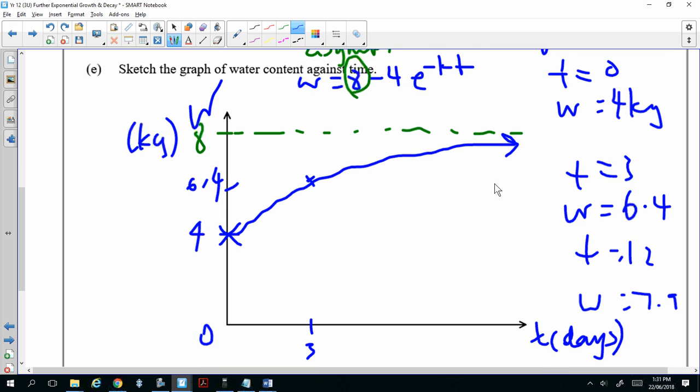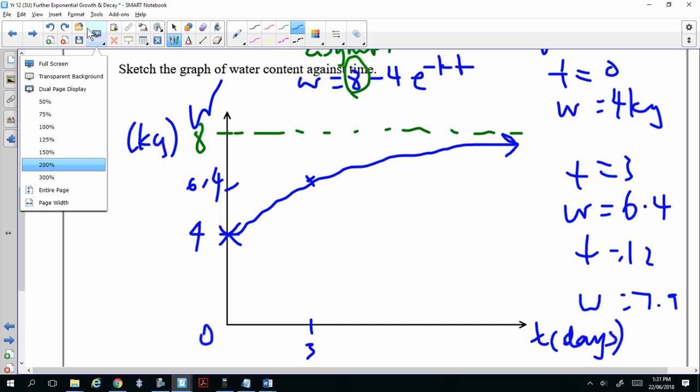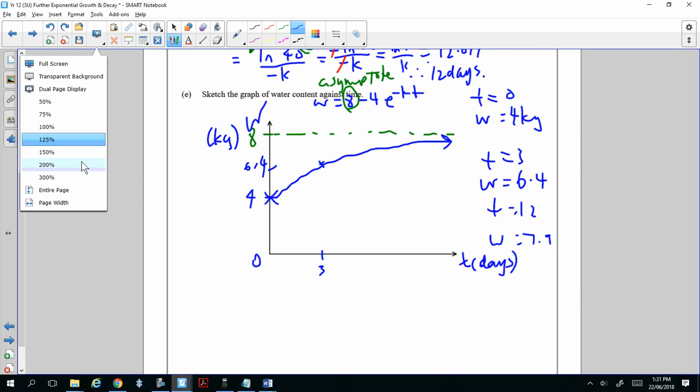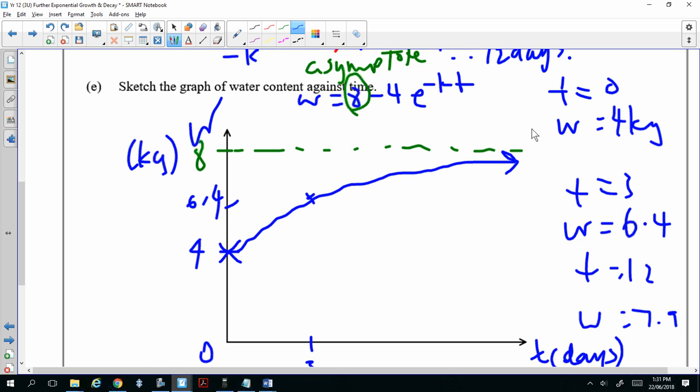And of course, you can show more information, such as after 12 days, it's about 7.9 kilograms. Okay, after 12 days. All right, any questions? So pretty straightforward. You can start the exercise from the Maths in Focus textbook. Okay.